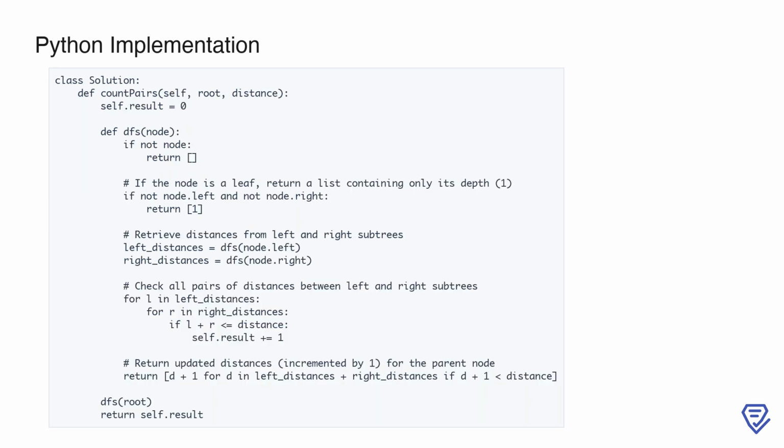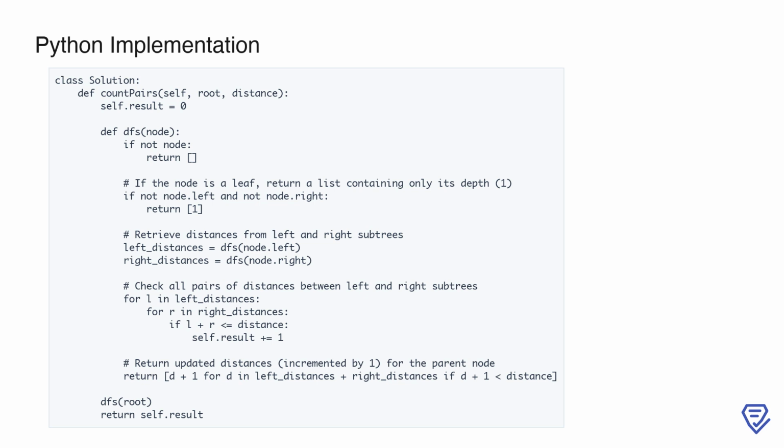This solution uses a depth-first search (DFS) approach to traverse the binary tree and compute the number of good leaf node pairs. The DFS function is a helper function that recursively processes each node and calculates the distances of leaf nodes in its subtrees. 1. Base cases. If the node is none, it returns an empty list because there are no distances to compute. If the node is a leaf, it returns a list containing only 1, representing the depth of the leaf. 2. Recursive calls. The function calls itself recursively for the left and right subtrees to compute the distances of leaf nodes from the current node.